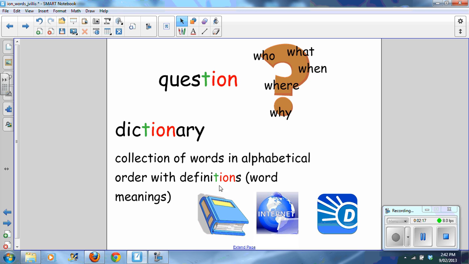There's a T-I-O-N. Now, a dictionary, you can have a dictionary in a book, a hard-covered book or a soft-covered book can be a dictionary. You can have an online dictionary, or you can have a dictionary app. They also serve the same purpose, to provide the users with the correct spelling of words, to provide them with meanings and other information such as pronunciation.